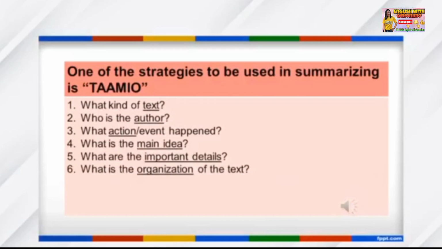One of the strategies in summarizing is the use of the acronym TAAMIO. Number 1. What kind of text? Number 2. Who is the author? Number 3. What action or event happened? Number 4. What is the main idea? Number 5. What are the important details? And number 6. What is the organization of the text?